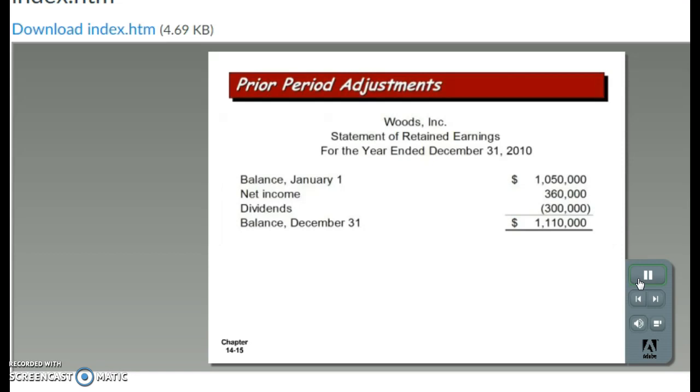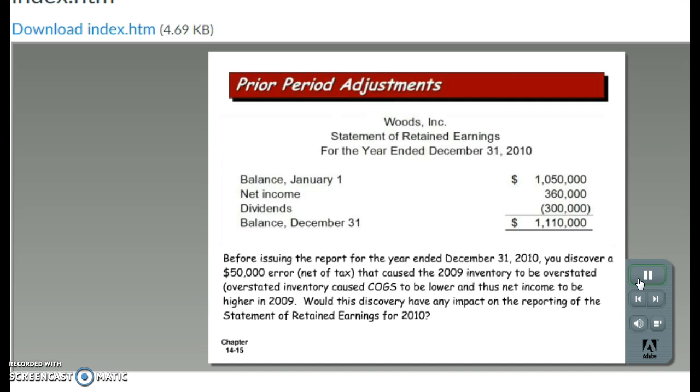Let's look at an illustration of a prior period adjustment. Here is the statement of retained earnings for the year ended December 31, 2010. Before the retained earnings statement is issued, it was discovered that a $5,000 error caused the 2009 inventory to be overstated. The overstated inventory caused the 2009 cost of goods sold to be understated, and therefore 2009 net income was overstated, or too high.